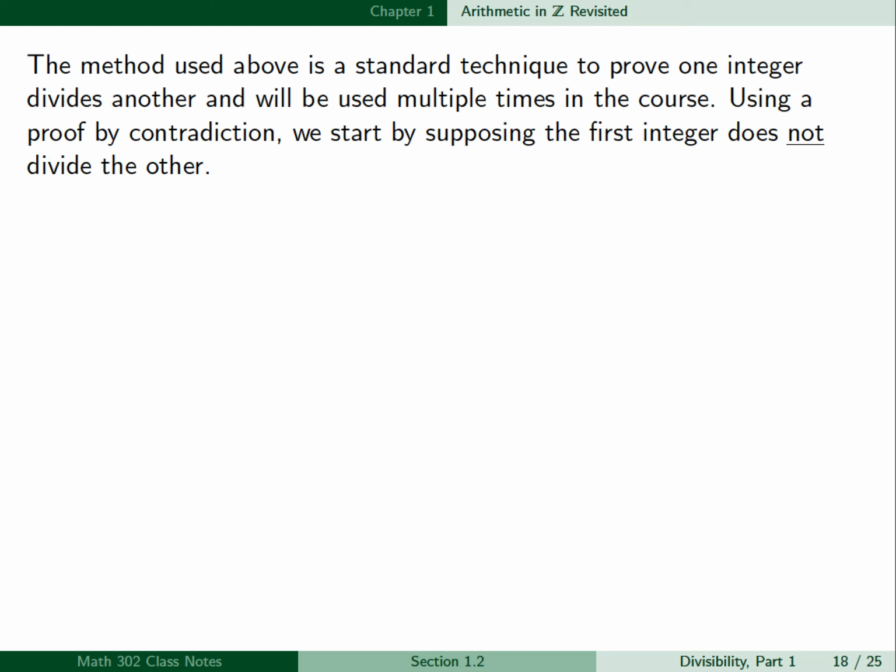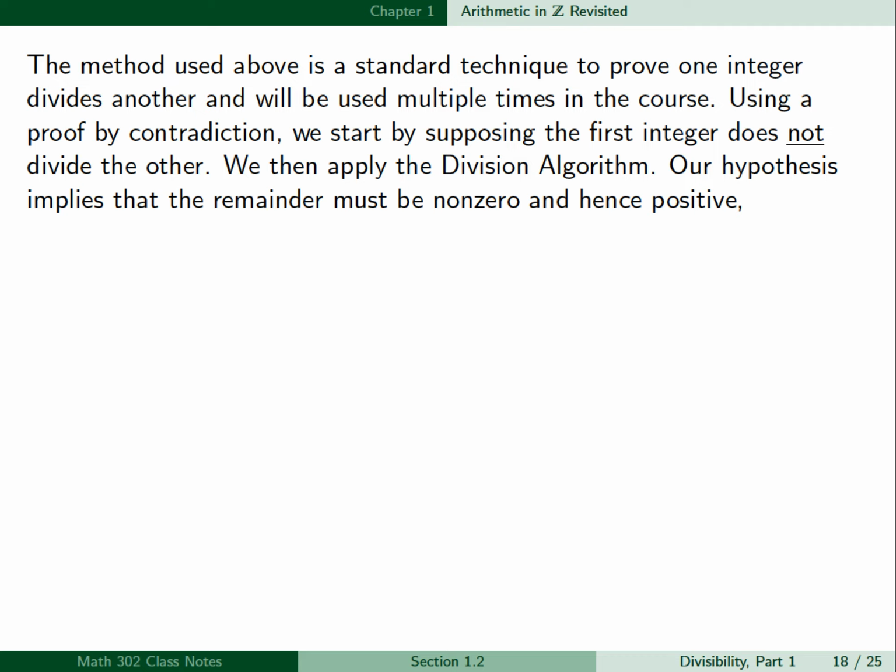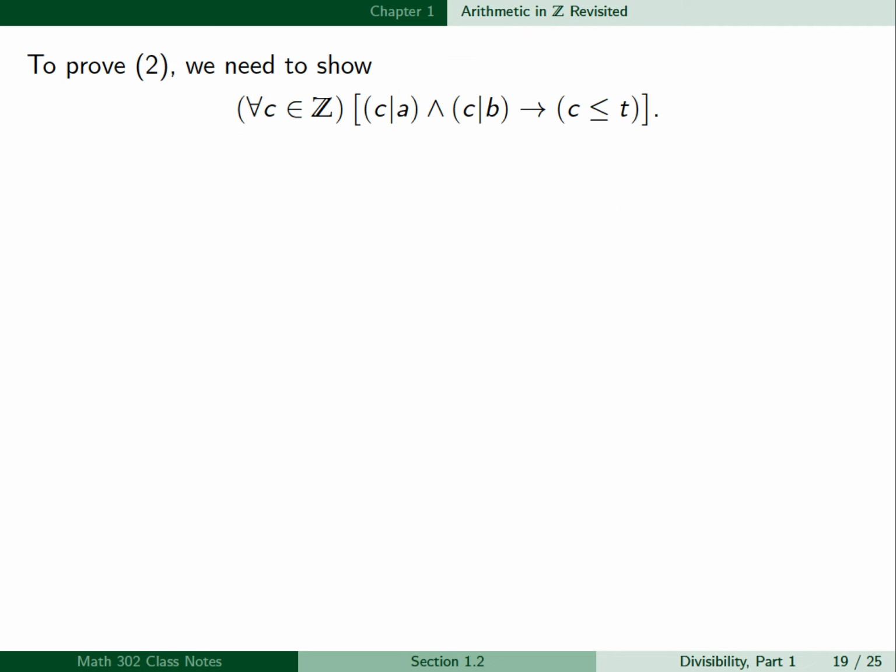So using a proof by contradiction, we start by supposing the first integer does not divide the other. And we then apply the division algorithm, and our hypothesis implies that the remainder must be non-zero and hence positive, and we use that to derive a contradiction. Now to prove 2, we need to show for all c, c divides a and c divides b implies c is less than or equal to t.